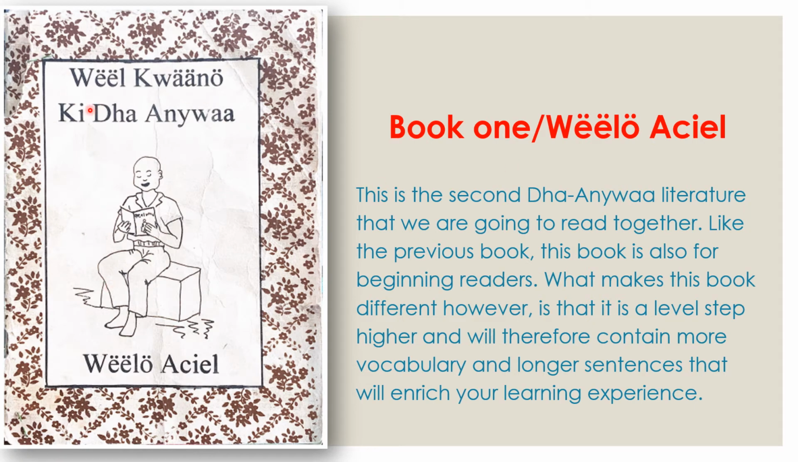Wëëlö Dha-Anywaa. Wëëlö aciel, or Book 1. This is the second Dha-Anywaa literature that we are going to read together. Like the previous book, this book is also for beginning readers. What makes this book different, however, is that it is a level step higher and will therefore contain more vocabulary and longer sentences that will enrich your learning experience.